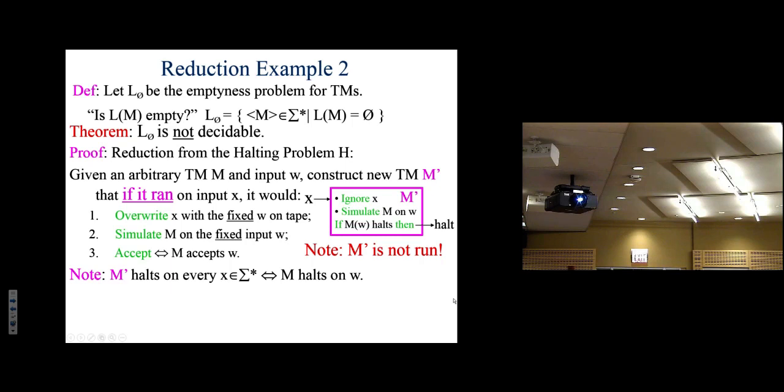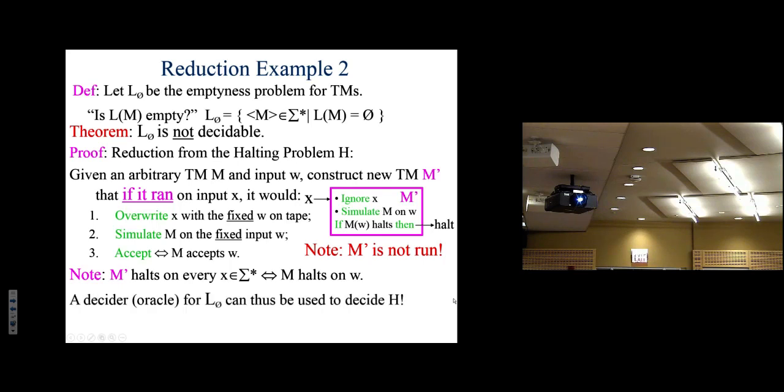So what can you tell me about M and W if the language of this purple machine M prime is empty? What does that immediately imply about M and W? It doesn't halt. Because M prime halts on every single string if M halts on W, and it runs forever on every single string if M runs forever on W. Its behavior is pretty boring. Either it runs forever on every single thing you give it, or halts on every single thing you give it, based on whether M on W does halt or doesn't halt.